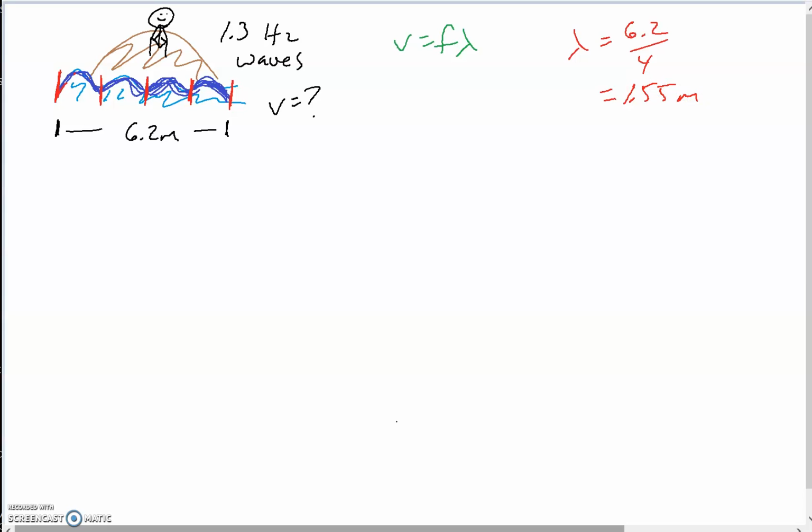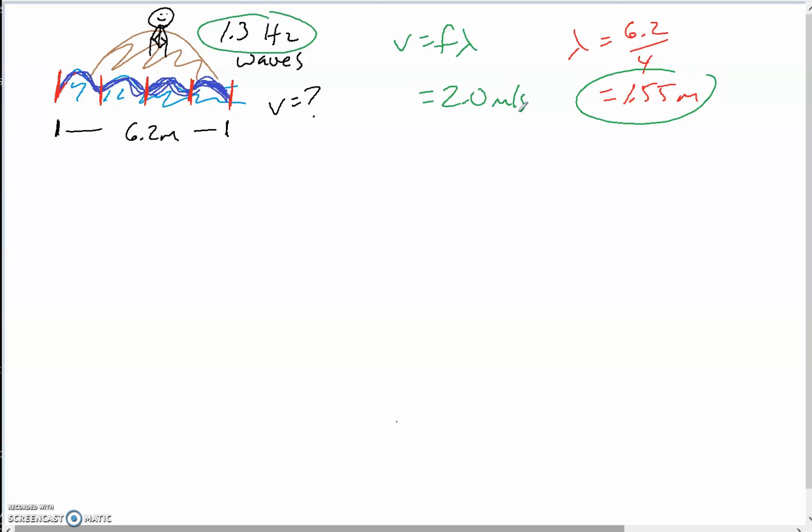All right. So now that I have my frequency and my wavelength, I will just multiply those two together, and my waves are going around 2 meters per second. All right. Okay, so let's try something else.